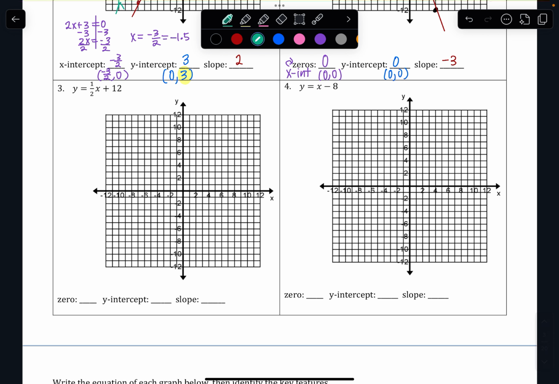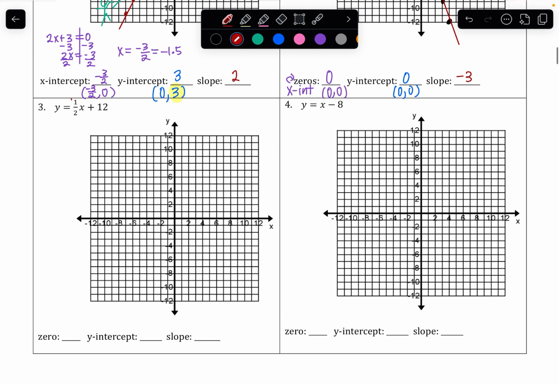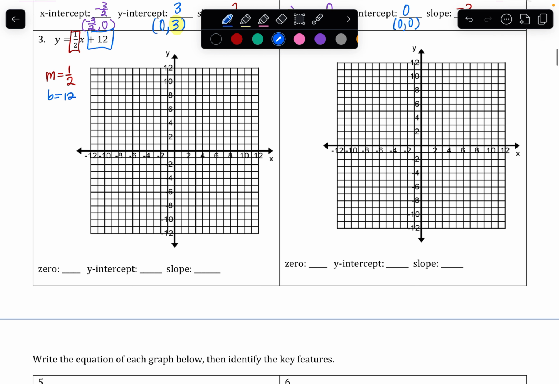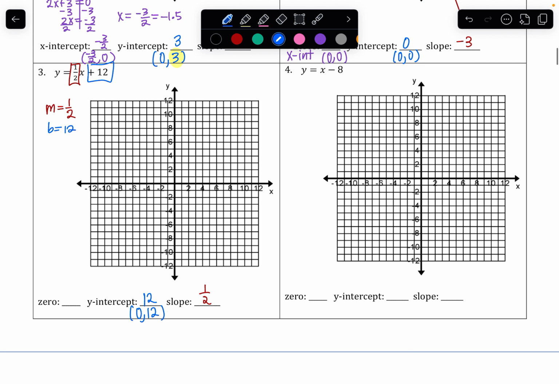Okay, looking at number 3, we have a slope of 1/2. And we have a y-intercept of 12. That's all we get for free from the equation. So the slope is 1/2. The y-intercept is 12. And so as an ordered pair, (0, 12). And so let's start there. Graph your y-intercept at 12.